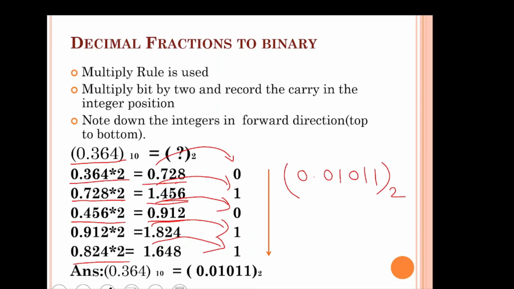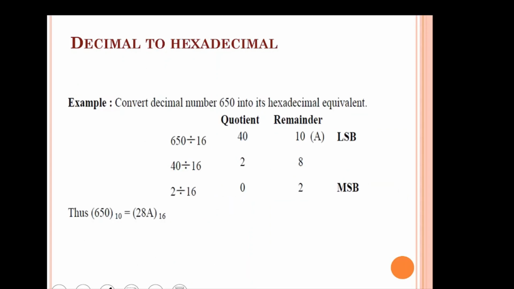Now the same method is used for converting decimal numbers into hexadecimal. So as we have converted decimal into binary by dividing that number by 2 using the method of successive division, here also we will convert a decimal number into a hexadecimal number by using the method of successive division. For example, 650 is to be converted into hexadecimal. For that we have to divide that number by 16. Then here note down the quotient and remainder.